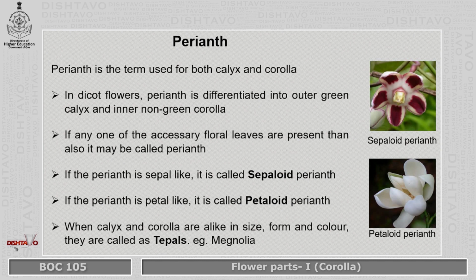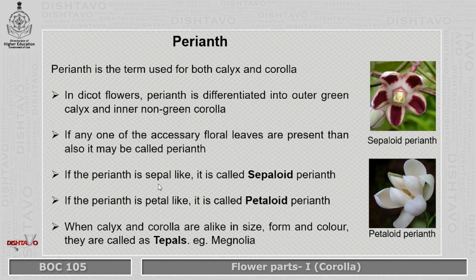So this corolla and calyx both can be termed as a perianth. They are members of the perianth. So in dicot we have a perianth which is differentiated into green calyx and the inner corolla, as we have seen in the last module and this module. But this is not the case always. In some cases any one of the accessory floral leaves is present only, and then this may also be called perianth. In this photograph you can see only one floral leaf is present, and this can be called perianth.